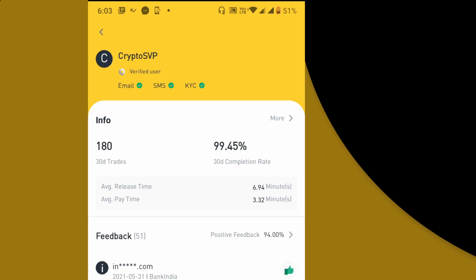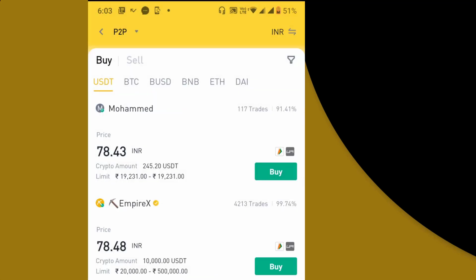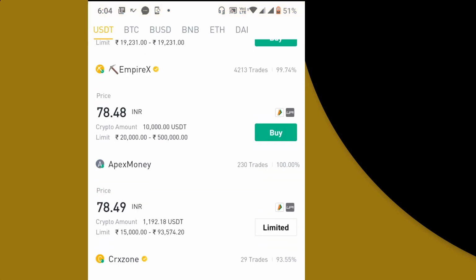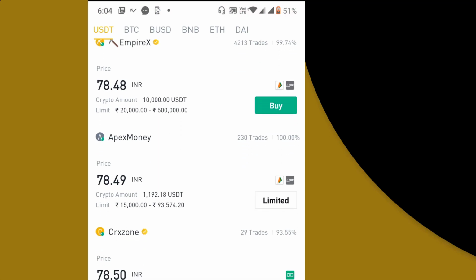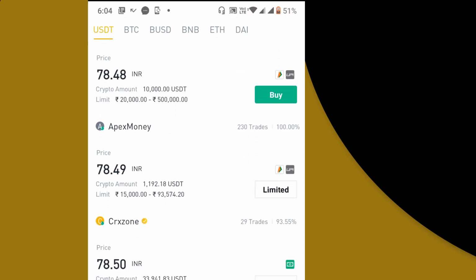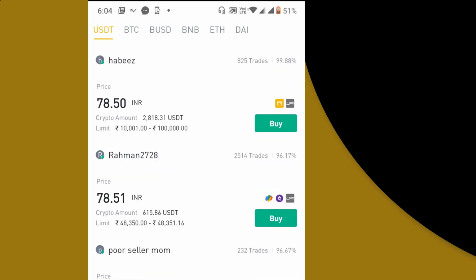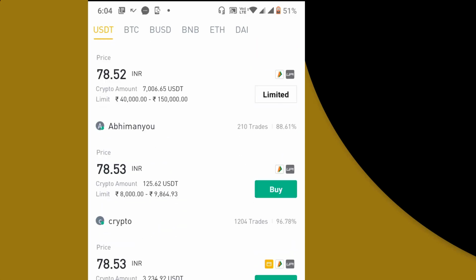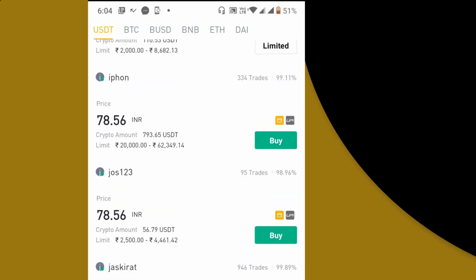So I'm going back, and you can see the first person was Crypto VP before, but right now you can see there is another guy called Muhammad. So we can scroll down to search for the person we are looking for, but I am not going to look for the same person. I'm going for someone who has a minimum order of 200 rupees. So let's scroll down until we get someone.